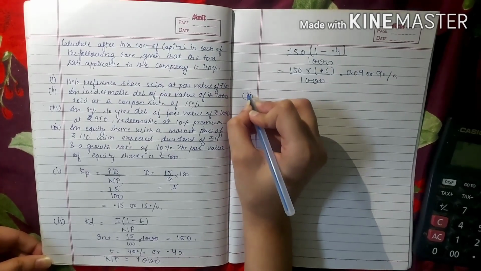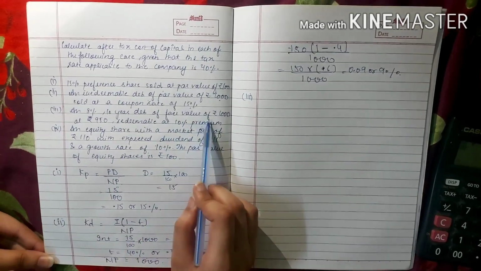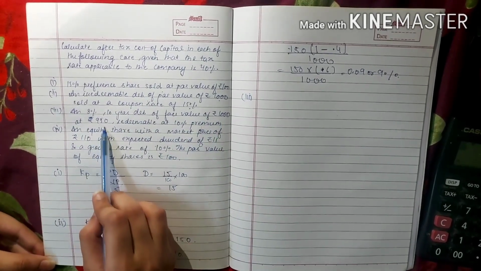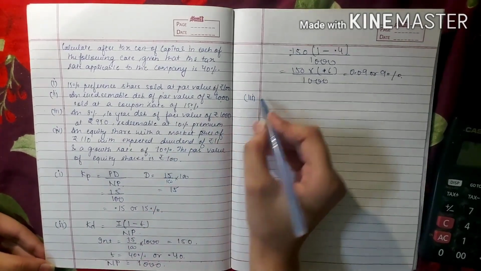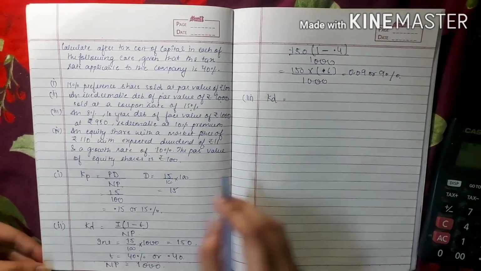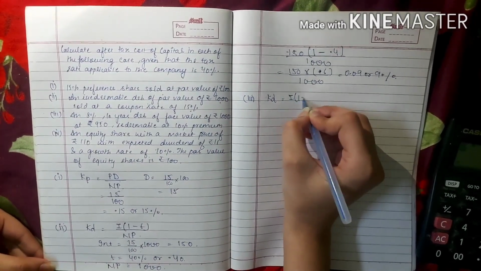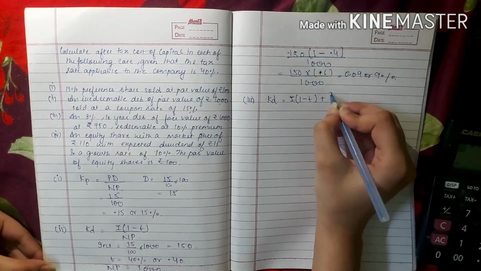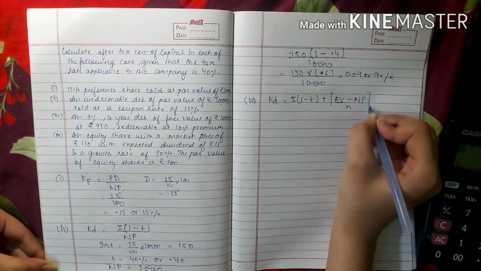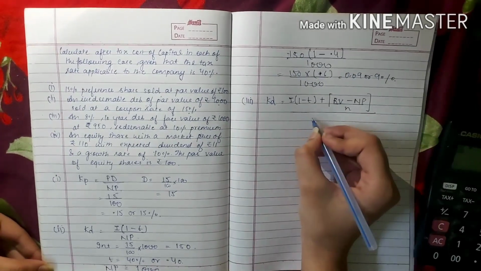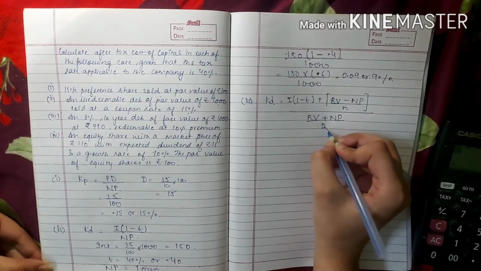Third part. An 8% 10-year debenture of face value of rupees 1000 at 950, redeemable at 10% premium. Here we have to find the cost of debt, that is redeemable debt. So the formula is I(1 minus T) plus (RV minus net proceed) upon N, whole upon (RV plus net proceed) upon 2.